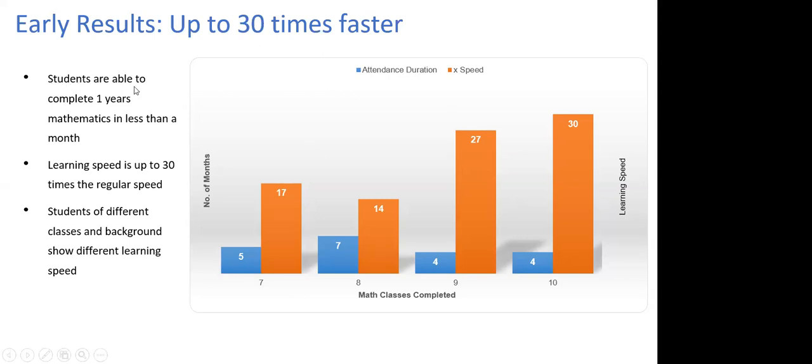So in summary, students are able to complete 1 year's mathematics in less than a month. This is general; you can see this is how it happens. Learning speed is up to 30 times the regular learning speed that we have seen. Students have different classes and backgrounds, so different learning speeds. However, irrespective of the speed, what we have seen, which is very consistent, is a quantum jump in terms of mathematics and scores. Many students who joined were actually afraid of mathematics, and we converted them into mathematics lovers. This kind of change we are able to bring in the students.